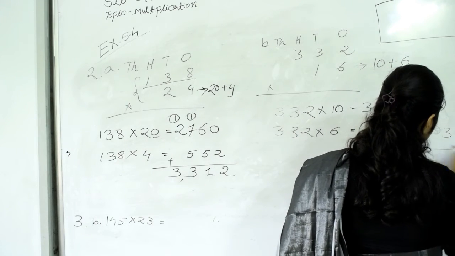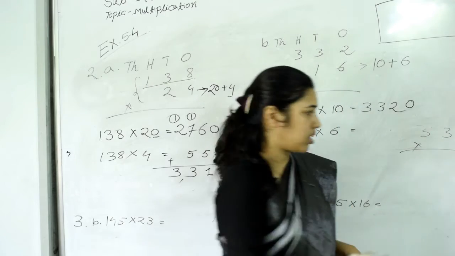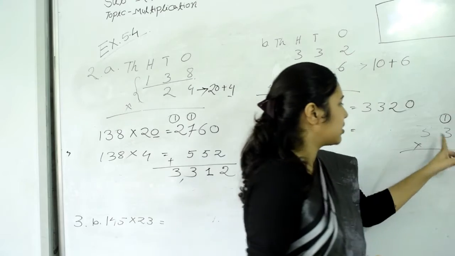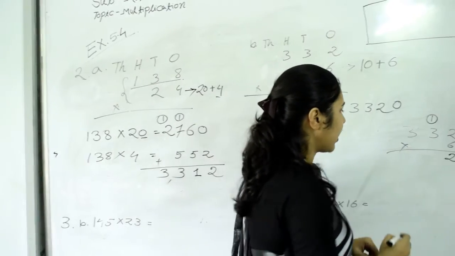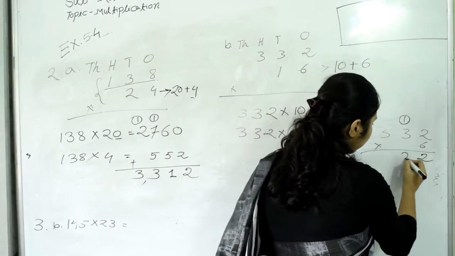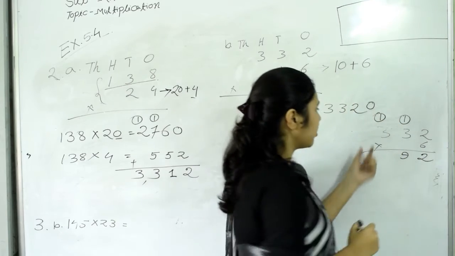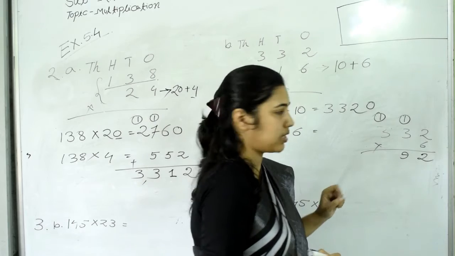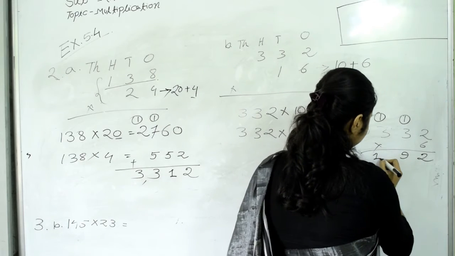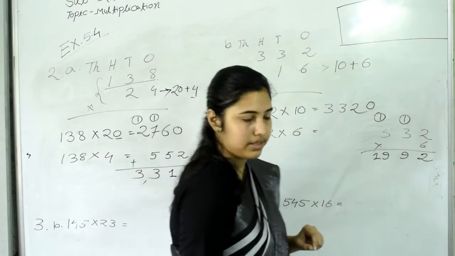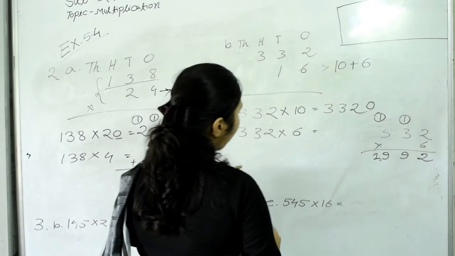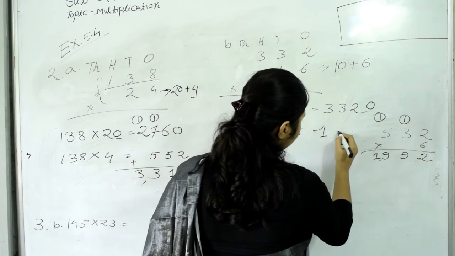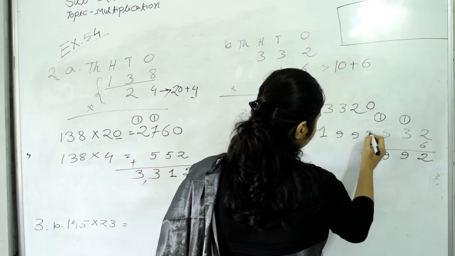332 into 6. Now 6 2s are 12. Carry 1. 6 3s are 18. 18 plus 1, 19. Again carry 1 in hundreds place. Now again 6 3s are 18. 18 plus 1, 19. Okay. So our answer is 1992.